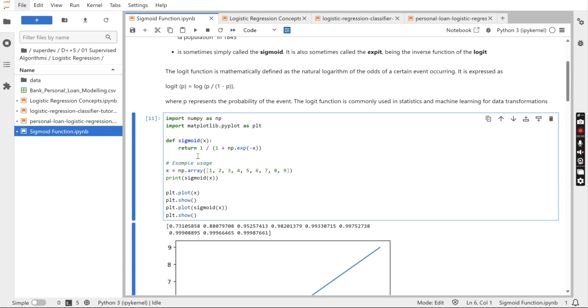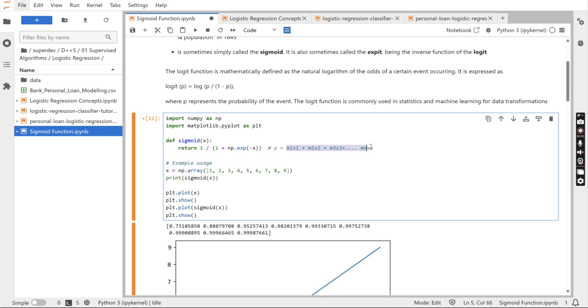So mathematically it's very simple. You take 1 divided by 1 plus exponential of x. Here x is nothing but your entire equation. Y is equal to m1 x1 plus m2 x2 plus m3 x3, plus up to mn xn. Although we're using x here, ideally they use z, but this entire equation becomes your x value here.